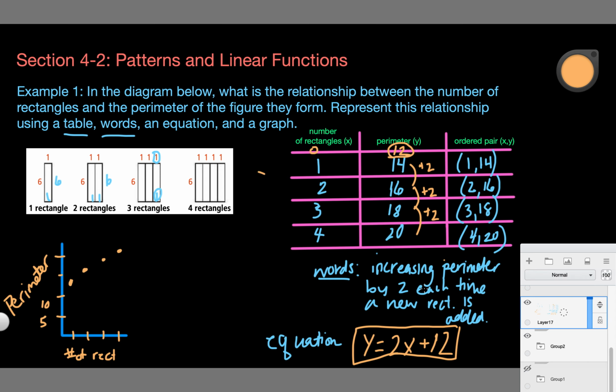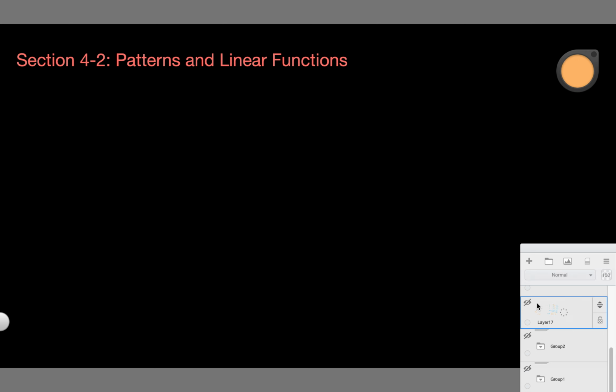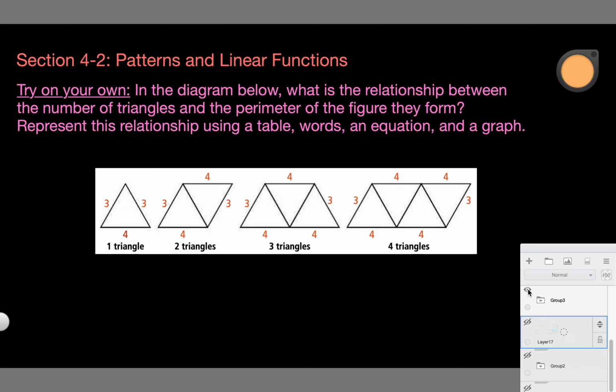So this would be just a quick sketch of this representation. Okay, great job guys. So I want you guys to try this one on your own. Do the same thing that I did. You're going to make a table, describe what's going on with words, write an equation, and then graph it.